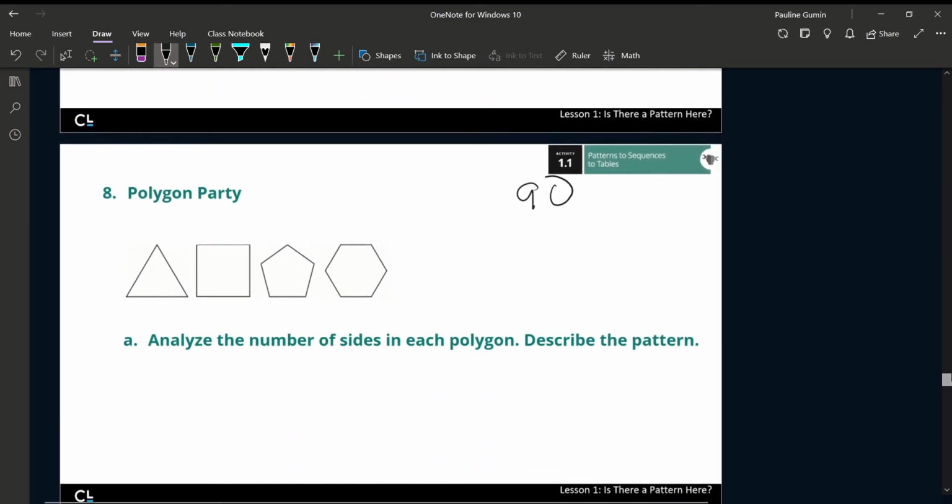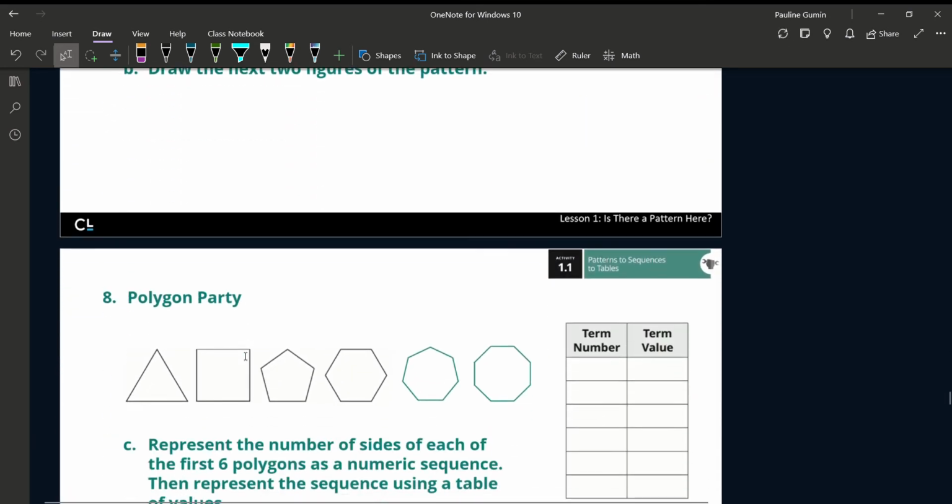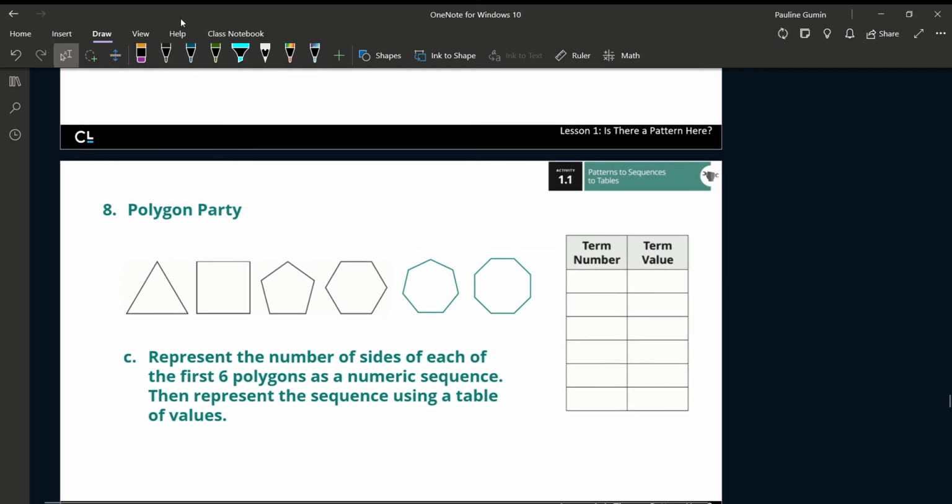Beautiful. Okay, polygons. What do you notice about these polygons? Hopefully you notice that they increase by one side. And here are the next two figures. My first polygon was a triangle, 3 sides. My second one was a square, 4 sides. My third one is a pentagon, 5 sides. My fourth one is a hexagon, 6 sides.